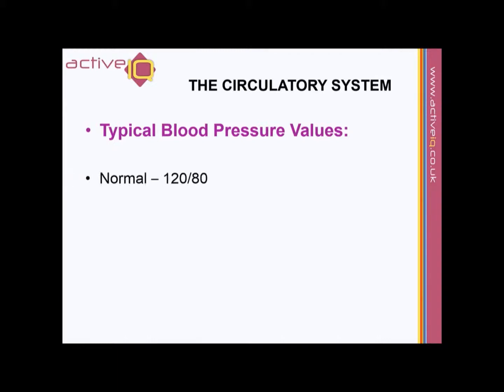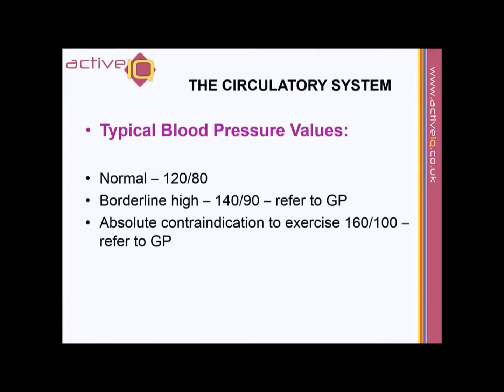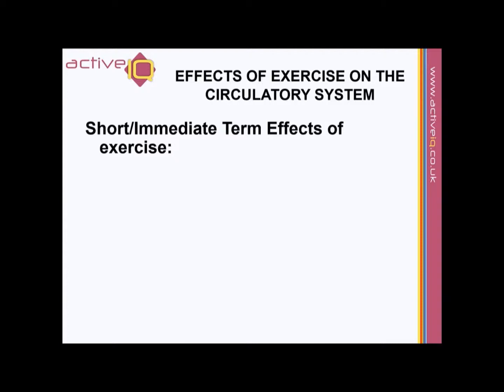We're now looking at the circulatory system again and the blood pressure values. So a normal blood pressure would be 120/80 and borderline high would be 140/90. If you get something like that, you need to just drop a letter to the person's GP explaining what you found. If you get anyone that has a 160/100, so that's either 160 or 100, it doesn't have to be both, that is an absolute contraindicator to exercise. They cannot exercise with that blood pressure, and you need to refer them immediately to their general practitioner.